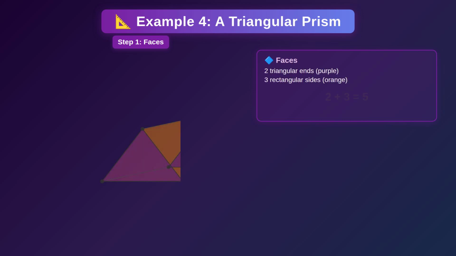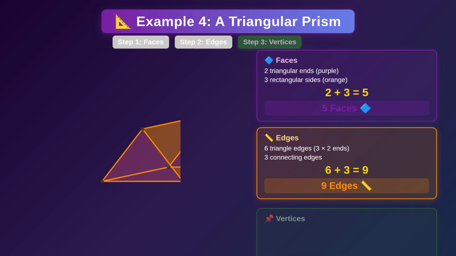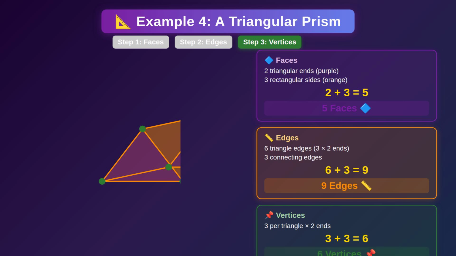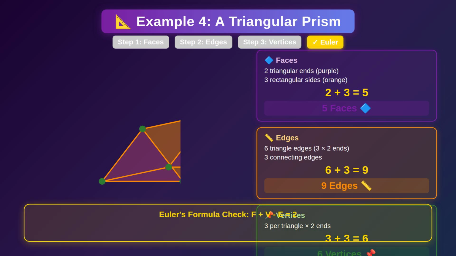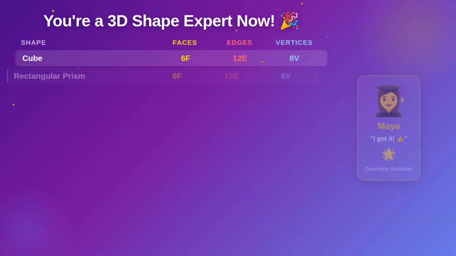One more shape, a triangular prism. This one trips a lot of students up, but not Maya anymore. A triangular prism has 2 triangular faces on the ends and 3 rectangular faces along the sides. That's 2 plus 3 equals 5 faces. For edges, each triangle has 3 edges, so that's 6 edges on the 2 ends plus 3 edges connecting them lengthwise. That's 6 plus 3 equals 9 edges. For vertices, each triangle has 3 corners, so 3 plus 3 equals 6 vertices. Let's check with Euler. 5 plus 6 minus 9, which is 11 minus 9, equals 2.